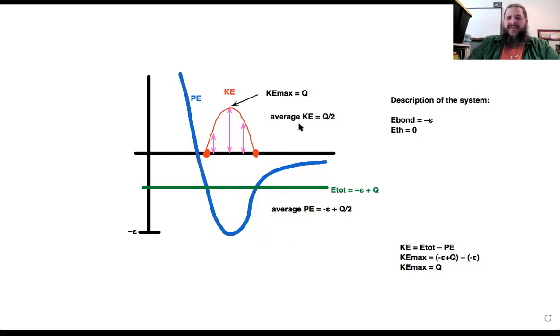So we've raised the average kinetic energy from 0 to Q over 2, half the energy we've added. We've raised the average potential energy from 0 up to halfway to the E total, negative epsilon plus Q over 2. In other words, half the energy we added went into kinetic energy on average, and half the energy we added went into potential energy on average. Any questions on that so far?